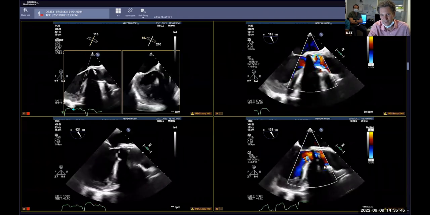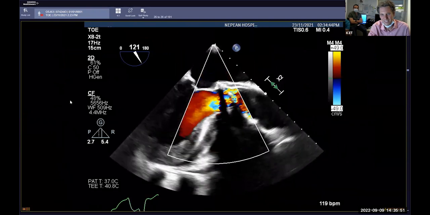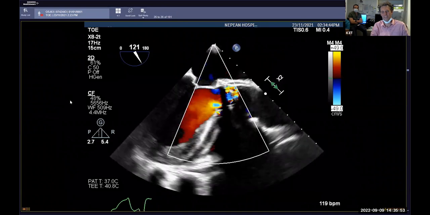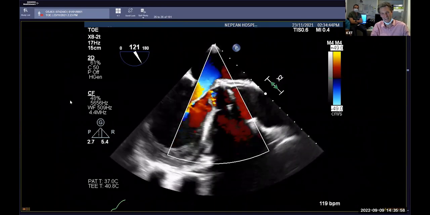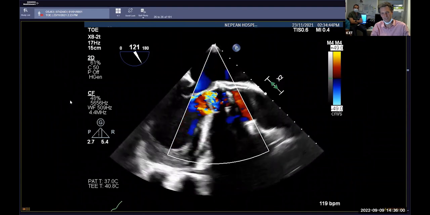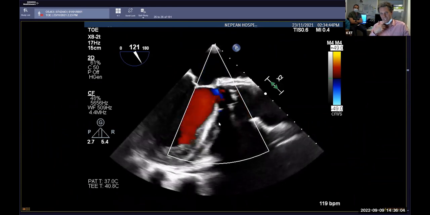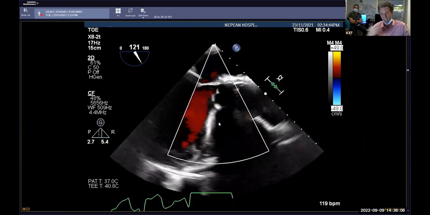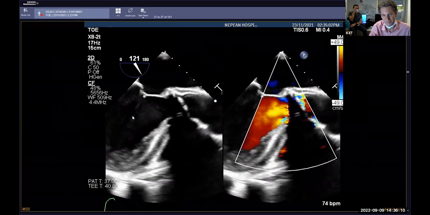Interestingly enough, you'd expect a rip-roaring amount of regurg, wouldn't you? And for some reason, we're just not seeing it. But it's the 2D features in particular which are suggesting significant abnormalities and, as you say, infection till proven otherwise.